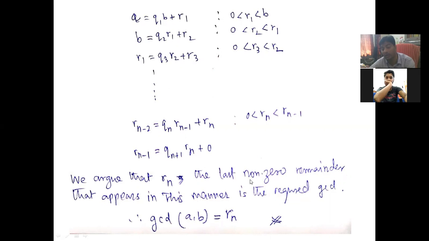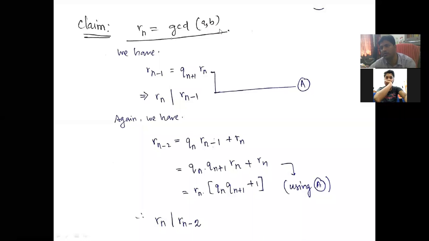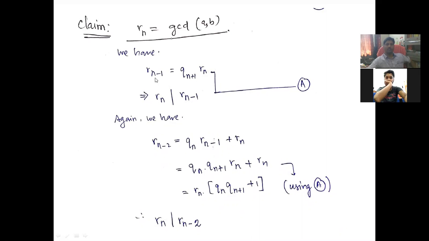Now we will prove that Rn is the GCD. We need to prove it. So our claim is Rn equal to GCD of A, B. Now see how we prove it. We have Rn minus 1 equal to Qn plus 1 Rn.